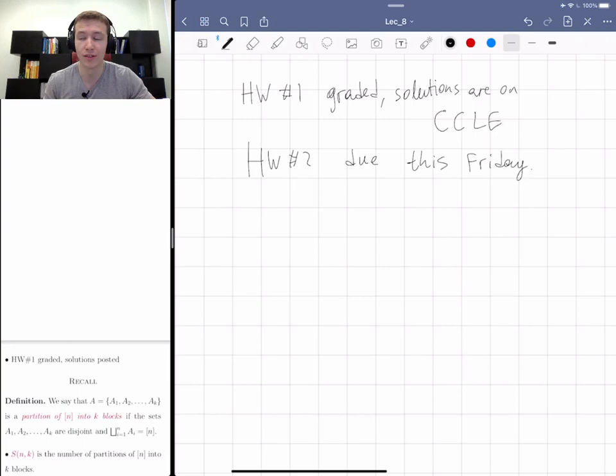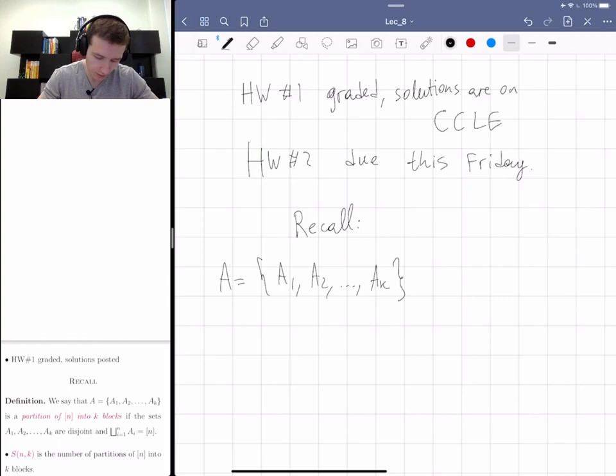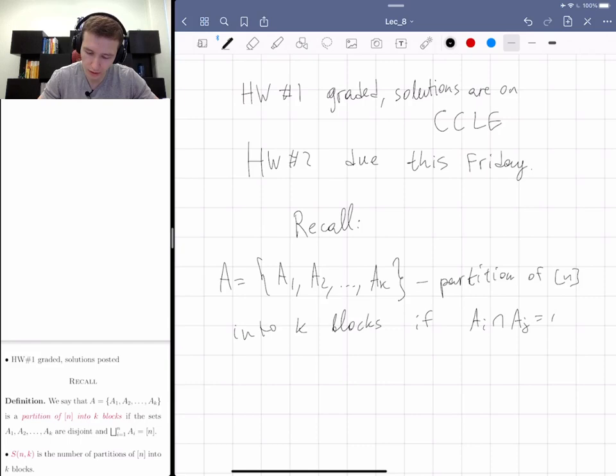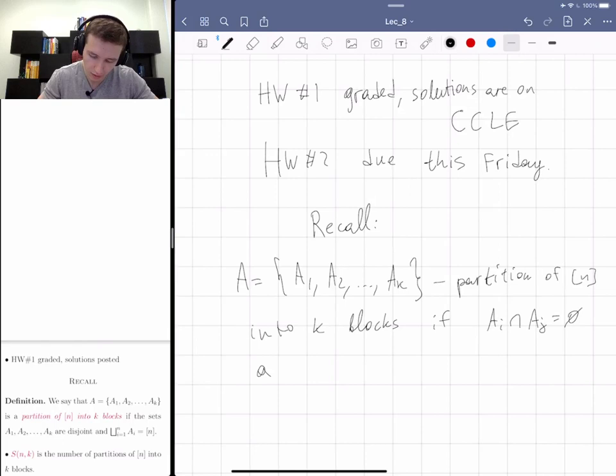Today I'm gonna finally count the Stirling numbers of the second kind. As a reminder, we're studying set partitions. A1, A2, ..., Ak is a set partition of bracket n into k blocks if these sets are pairwise disjoint, any two sets are disjoint, and the union is the whole bracket n. And S of n comma k is the number of such partitions into k blocks.